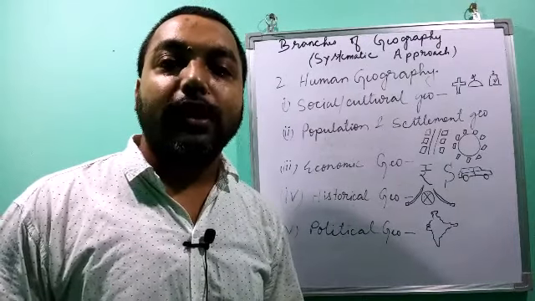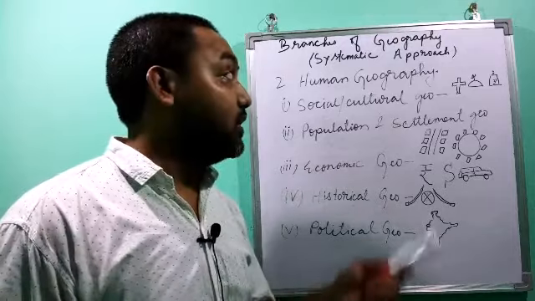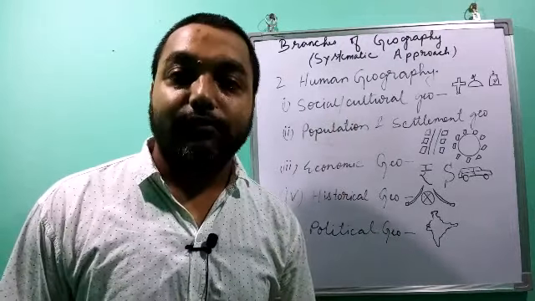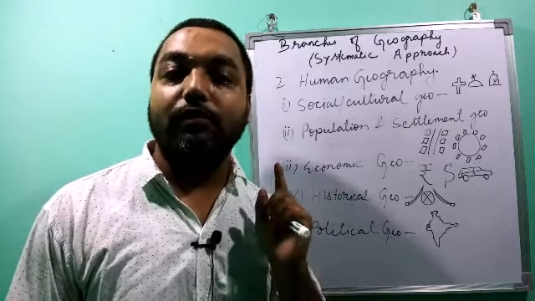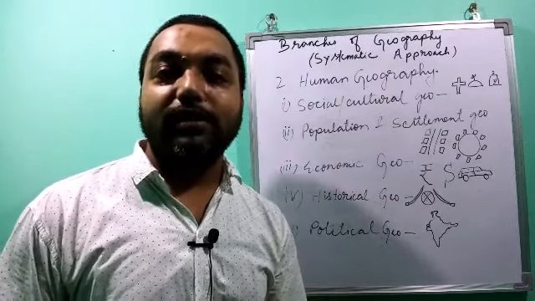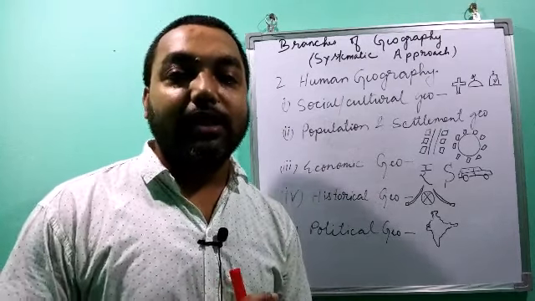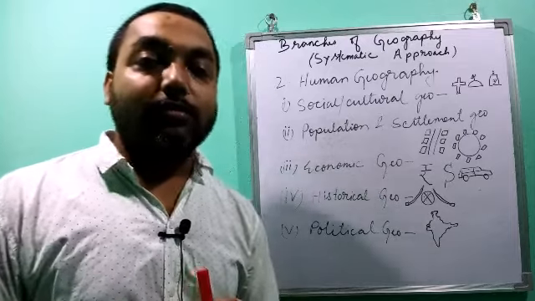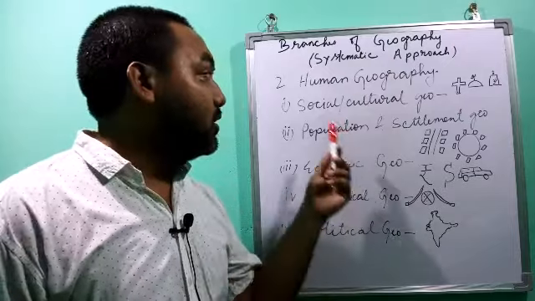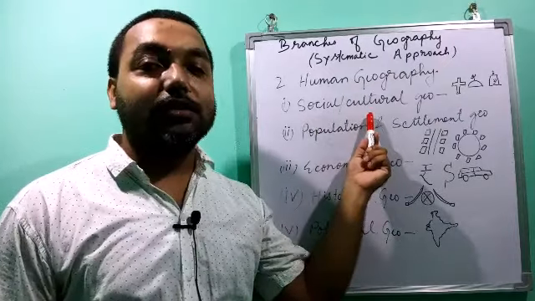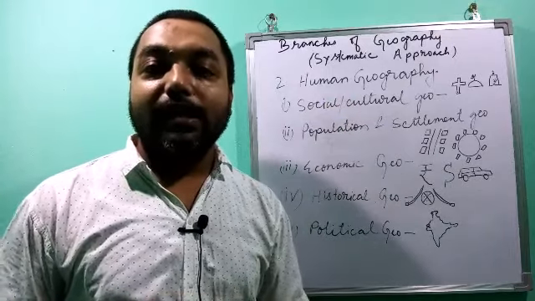So let us move to the next division based on the systematic approach. The next division is human geography. We have studied physical geography. Now this is human geography. Human geography studies all the features that are related to human beings. Here human geography is again subdivided into many other branches. The first one is social and cultural geography. It is everything related with society and culture.